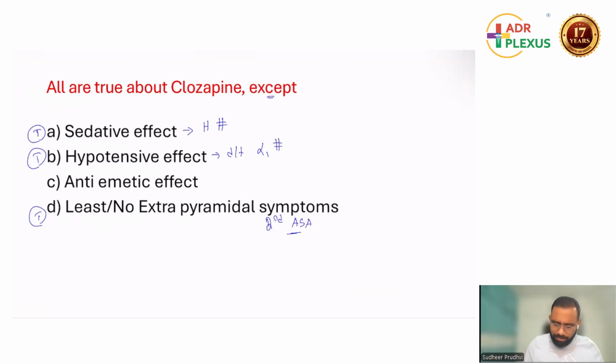And coming to anti-emetic effect, yes, this is a false statement. So this will be the correct answer, because all antipsychotics are anti-emetics. But I told you clearly, all antipsychotics are anti-emetics except these second generation antipsychotic agents. Clozapine is the one, so it doesn't have this anti-emetic action. So that's all about this clozapine part.